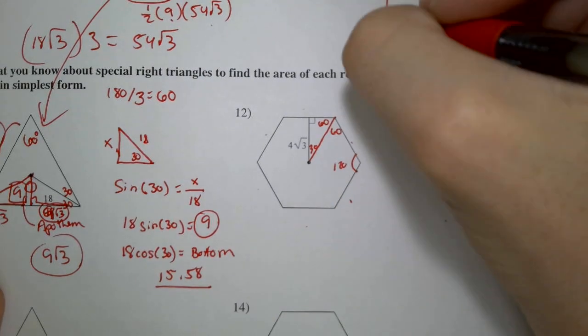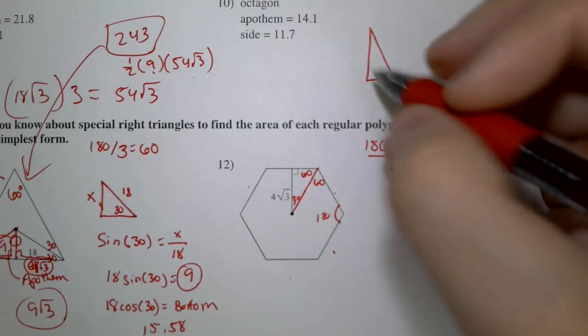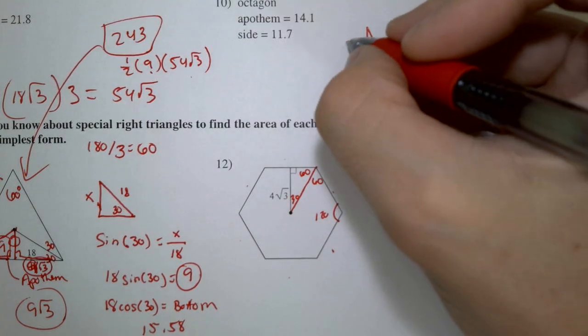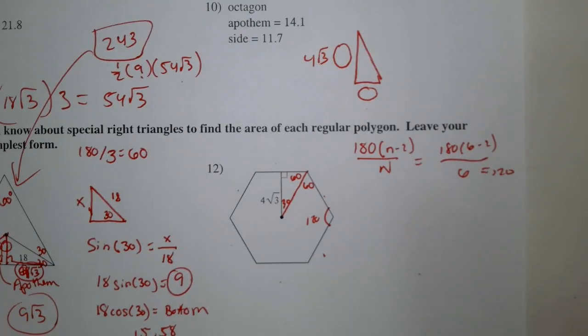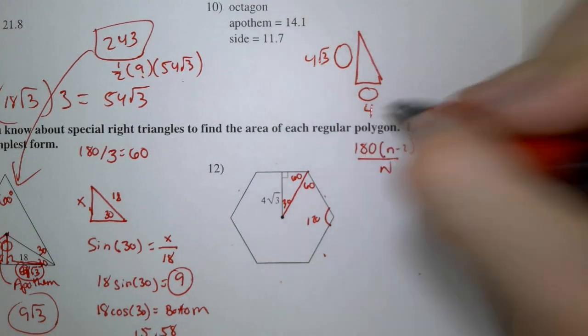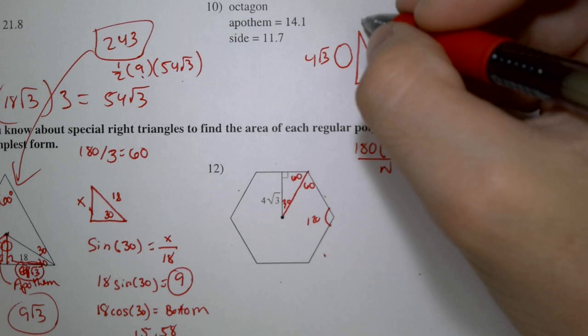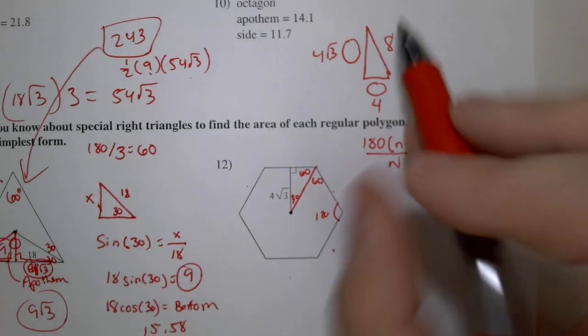I always do special right triangles for 30, 60, 90 special right triangles. We have the short side, which is here. We have the long side, which is there. And we are provided the long side is 4 square root of 3. The short side is just 4. The hypotenuse will be twice the short side. Okay? So that's the trick.